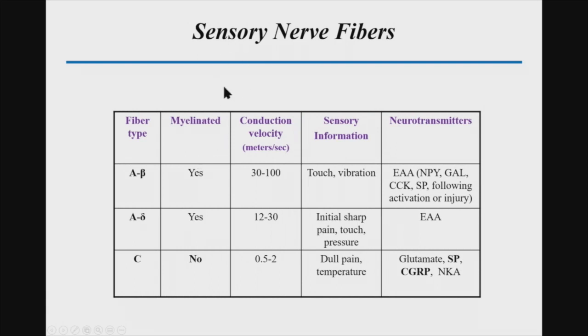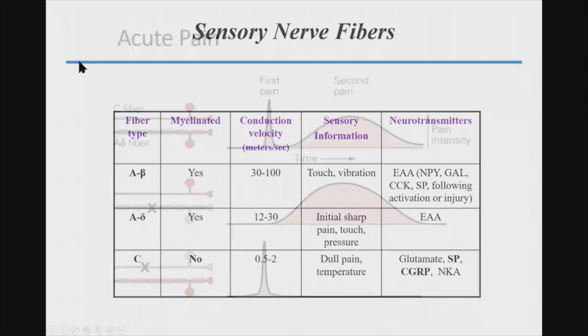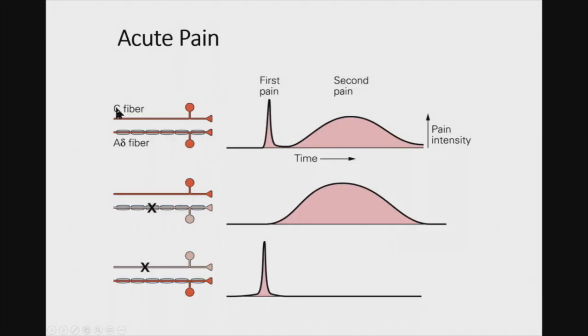Fibers. Just as a reminder, the A delta fibers give you sharp pain, the C fibers give you dull pain, and the A beta fibers give you touch and vibration. And many of the new devices for the treatment of pain involve either modulation of the A delta or the A beta fibers.